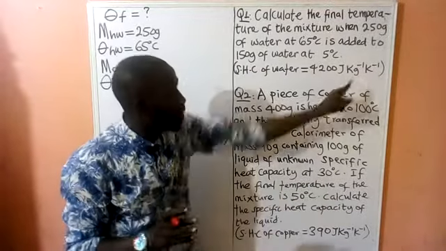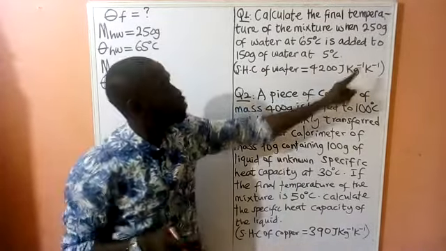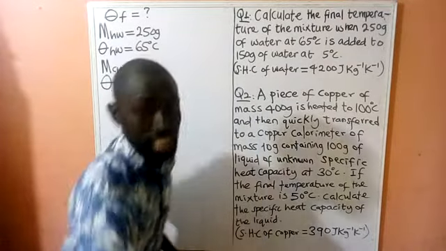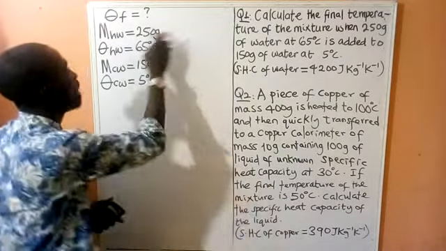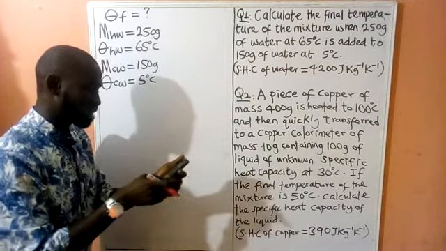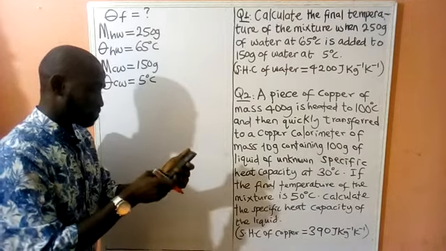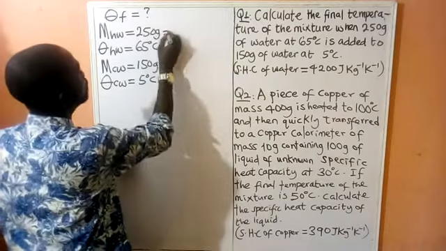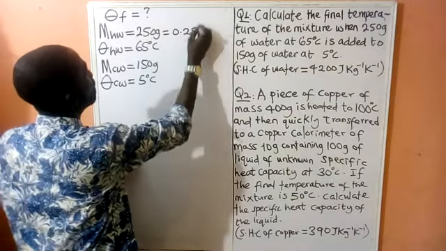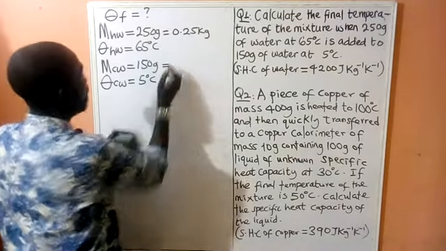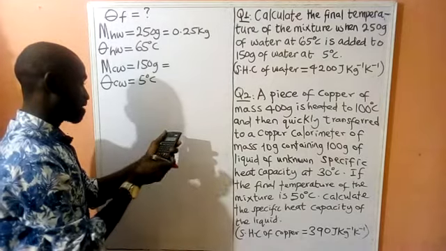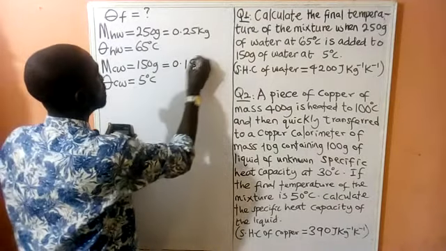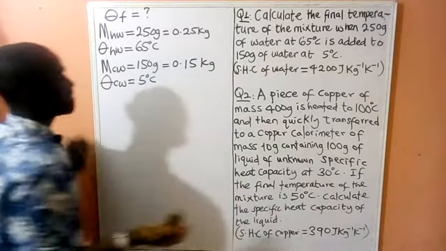Are you with me now? Here we are given per kg, so we must convert this to kg. How do we do that? We just divide 250 by 1000, which gives us 0.25 kilogram. And for the other one, 150 divided by 1000 gives us 0.15 kilogram.